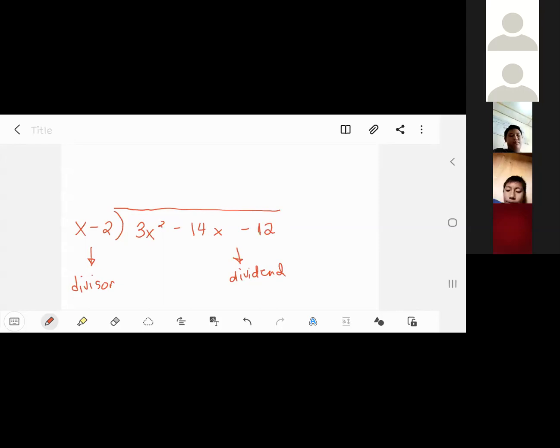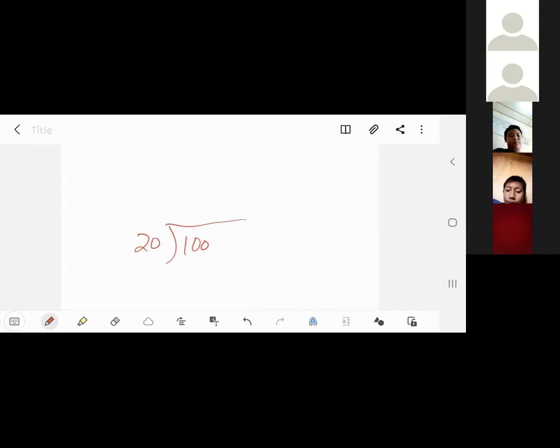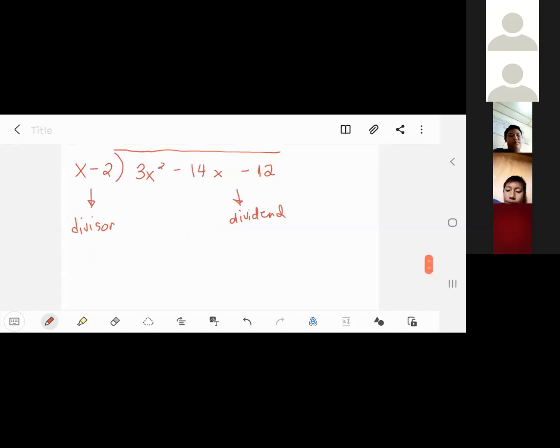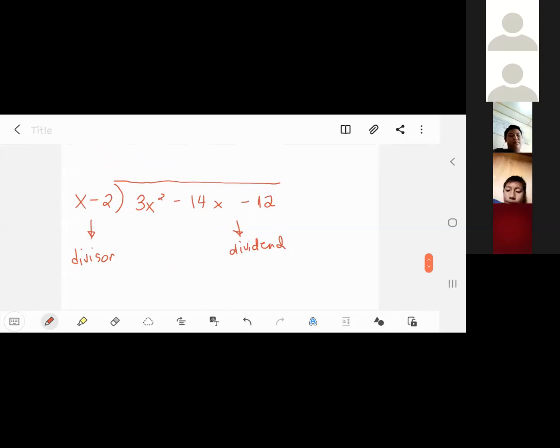It's just like when you're dividing numbers, arithmetic, right? In your elementary. Like 100 divided by 20. Yes, ma'am. So the same thing we're going to do with polynomials. So this is your divisor and this is your dividend. Okay, let's proceed.